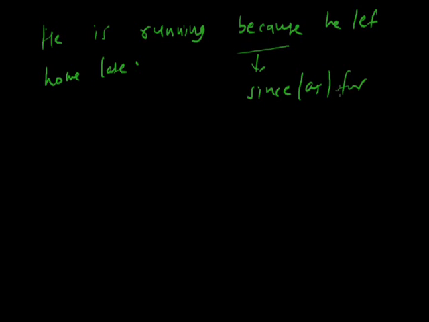So he's running because he left home late. He has to run or he's gonna miss his train. Is this much clear to you? Now the next conjunction is lest. I would say, what is lest? Well, I'm gonna tell you what is lest.